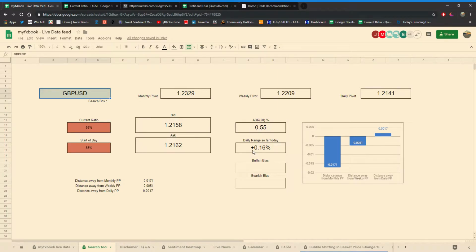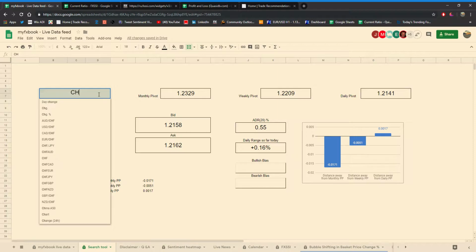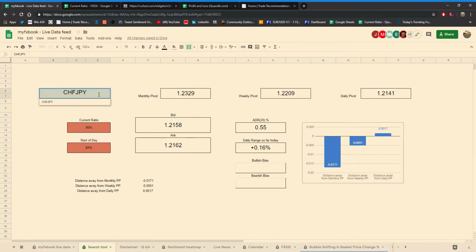So far, we've gone 0.16%. Now, there isn't a bullish or bearish bias, so we wouldn't necessarily trade that one. We would do something that has a strong bias. Let's type that in. Click enter.